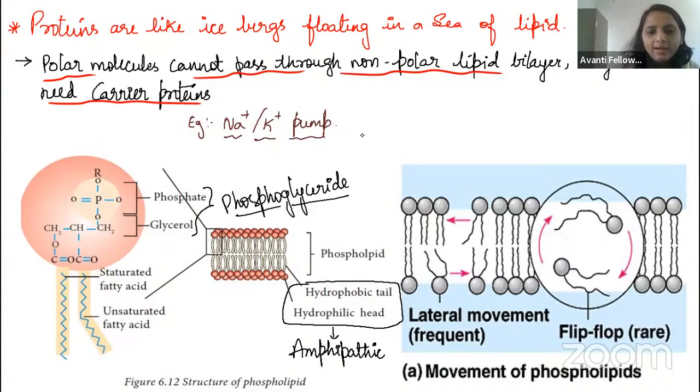So in that, the example is the Na plus K plus pump. Remember, Na plus K plus pump is the example for the carrier protein. Now here I have given the structure: the phospholipid head.